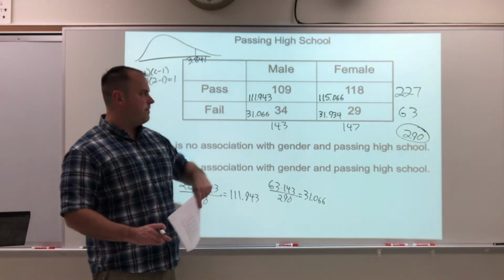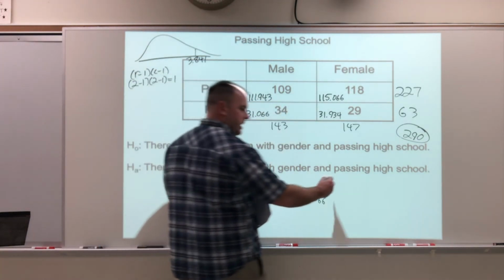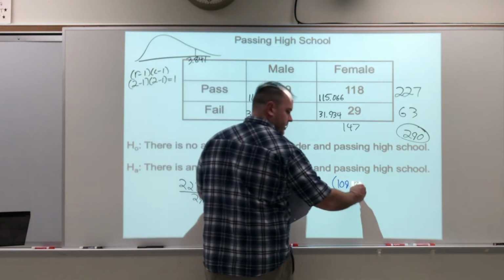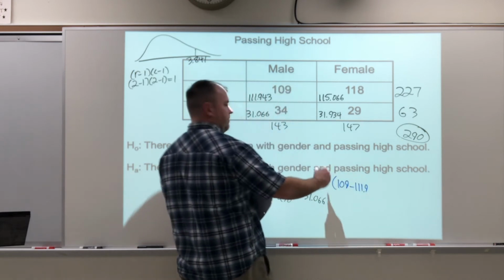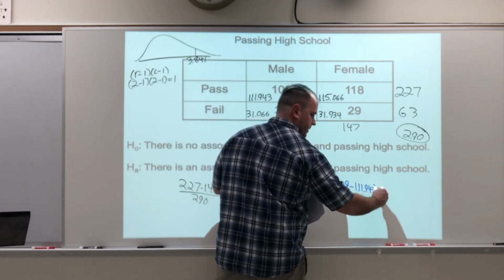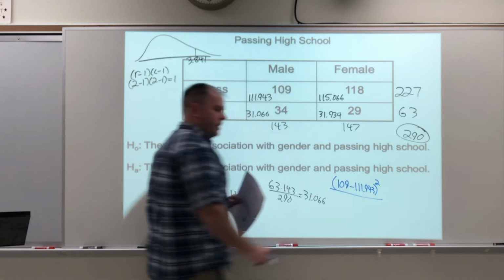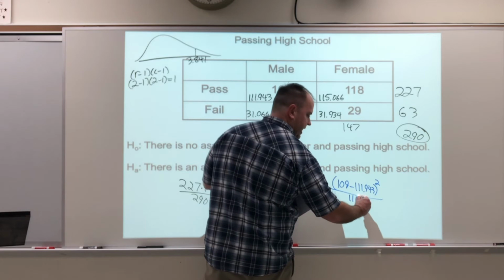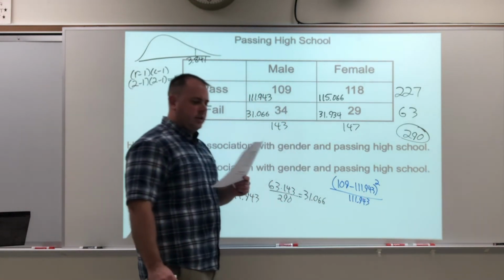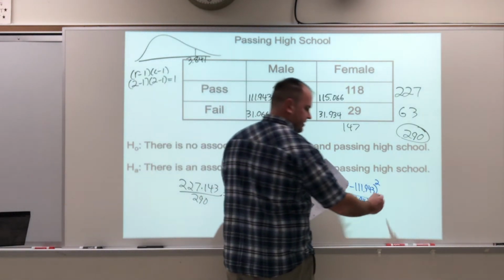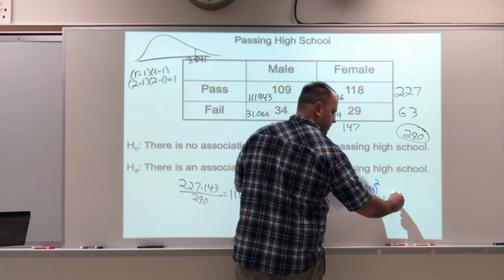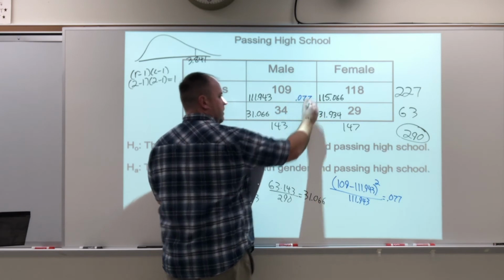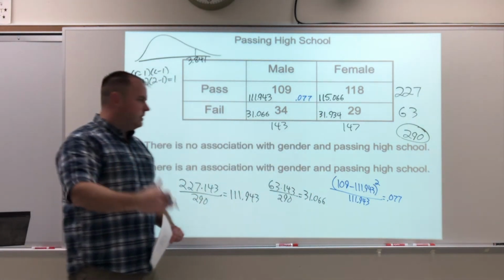Sticking with that first cell, the observed is 109 minus the 111.943 squared. So I have the parentheses, I have the square outside the parentheses, divided by 111.943. That should give you about 0.077. So that's the first test stat. Keep going through with it.